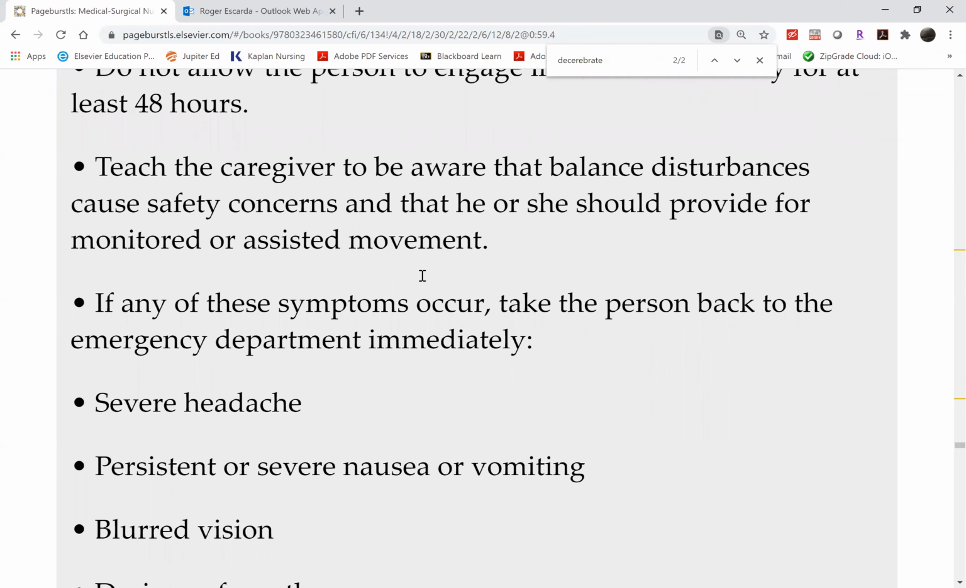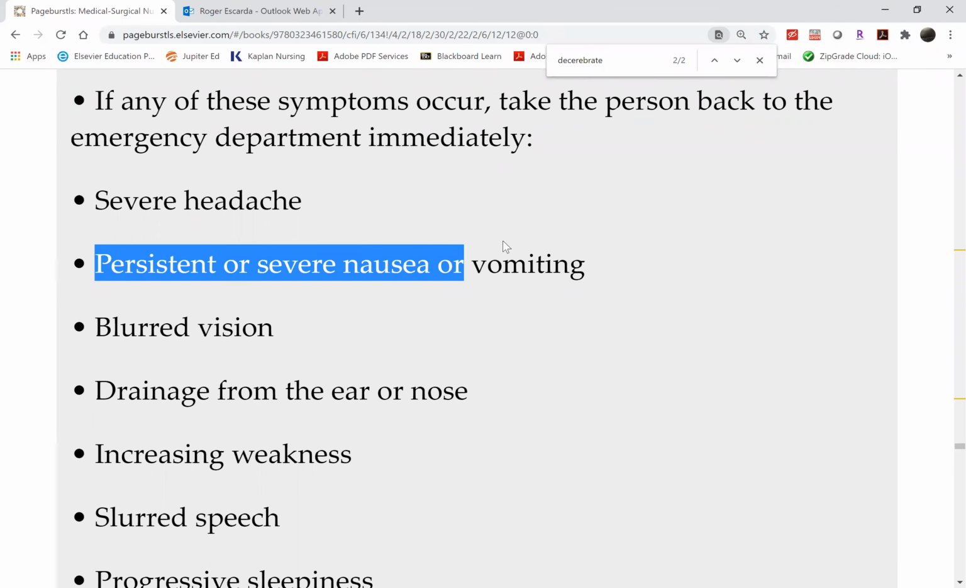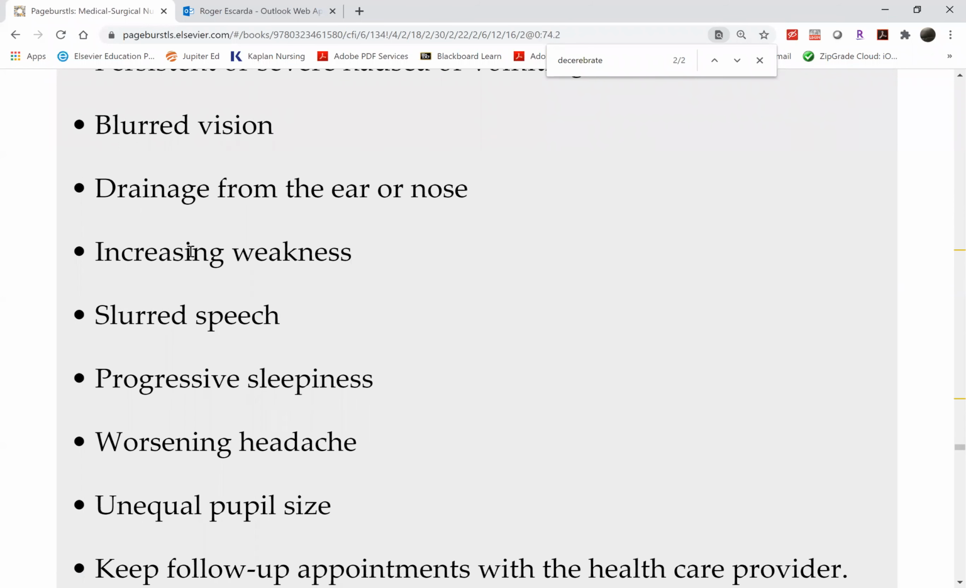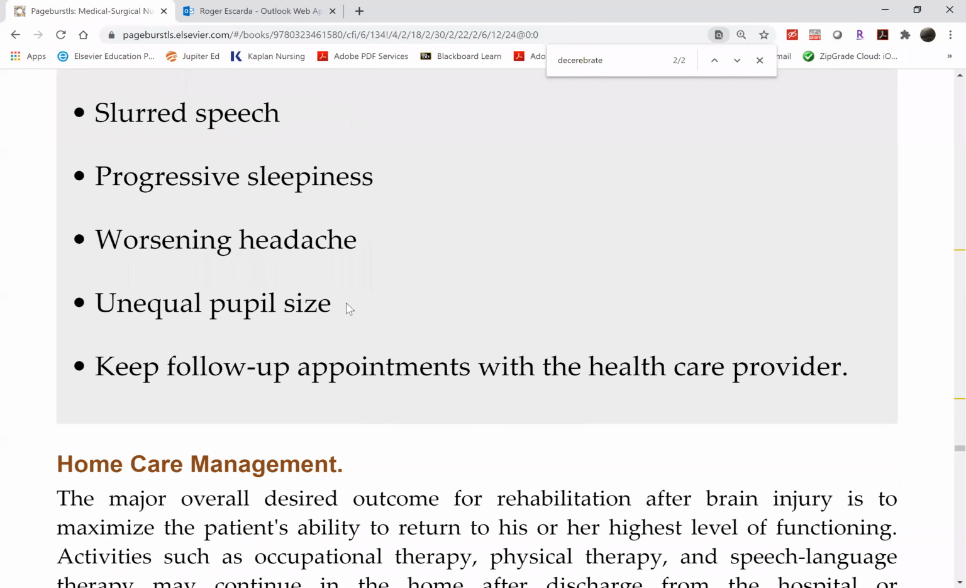All right, and then when these occur, you call the doctor or bring them to the ER. The headache must be severe. A regular headache is okay, that's expected. The vomiting, remember there was nausea also expected earlier, but now this is persistent or severe nausea or vomiting. Blurred vision is not expected; we had sensitivity to light, but we never had blurred vision in the expected signs and symptoms. Definitely drainage from anywhere is not normal. The weakness is now increasing. Regular weakness is okay, but increasing weakness is not expected anymore. Slurred speech is now a complication, could be stroke. Progressive sleepiness, worsening headache, and there are now pupillary changes. Of course, these are all reported. Any questions?